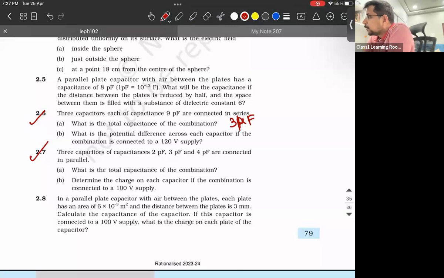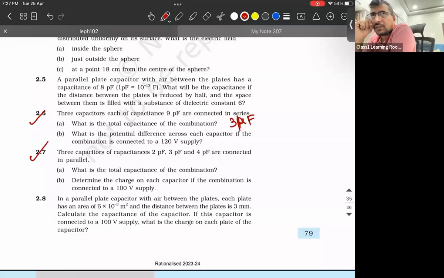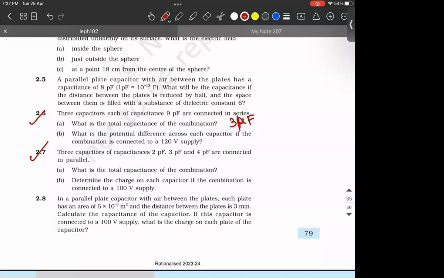By looking at the problem, you can actually guess it also. It's very simple. When you connect them in series, what will happen to the potential? Will it get divided or not? Yes, divided. All the three are of what capacitance? Sir, I guess 40, sir. That's the answer.